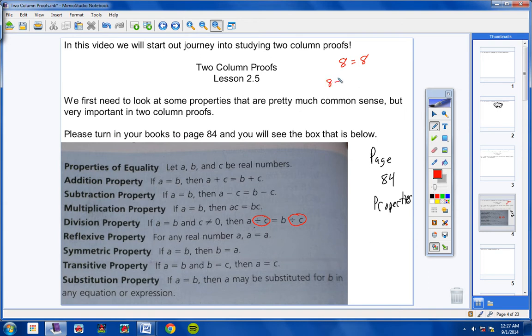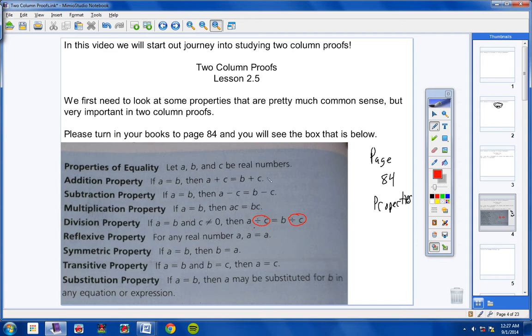And I divide both sides by 2, the same number, I get 4 equals 4. If I start off with equal numbers and I divide both sides by the same number, I'm going to end up with still an equal statement. And that's called the division property of equality. Okay? So we have the addition, subtraction, multiplication, and division property of equality.